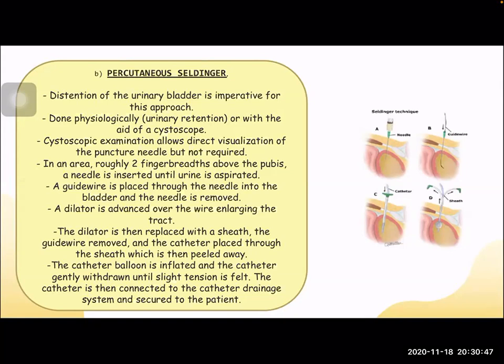The dilator is then replaced with a sheath. Then the wire is removed and the catheter is placed through the sheath, which is then peeled away. The catheter balloon is then inflated and the catheter is gently withdrawn until a slight tension is felt. The catheter is then connected to the catheter drainage system and secured to the patient.